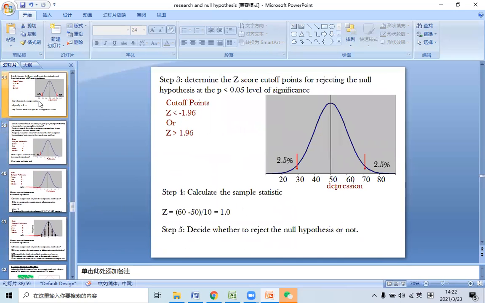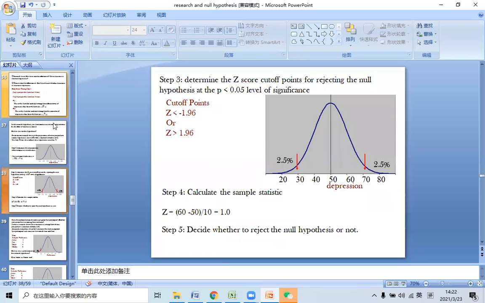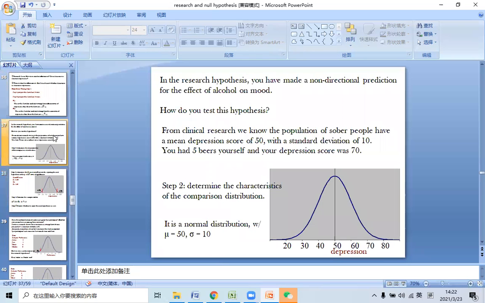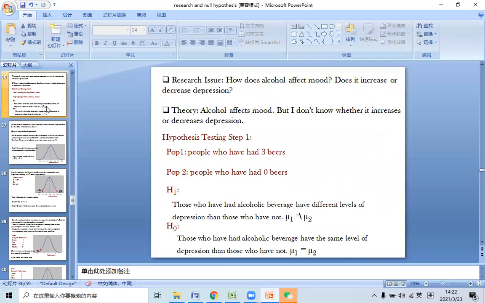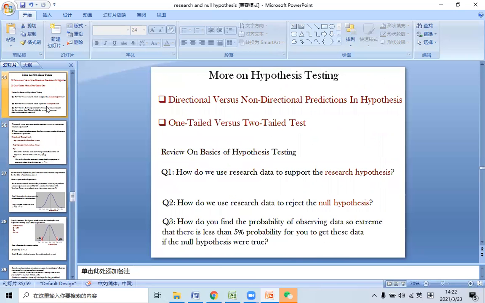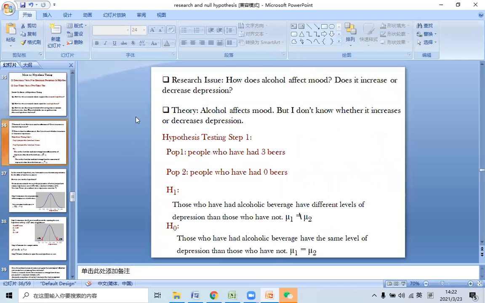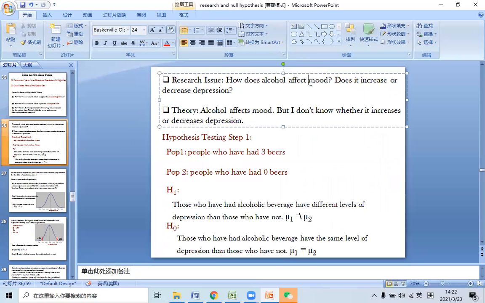All right, let's look at the example. Let's look at the example of hypothesis testing. I have a research issue. How does alcohol affect mood? Alcohol affects mood. Does it increase or decrease depression?